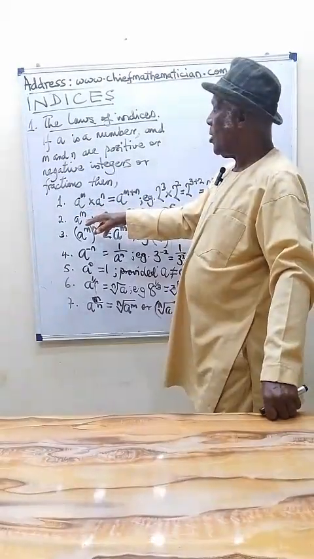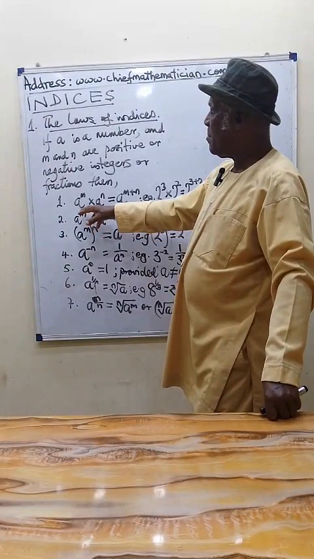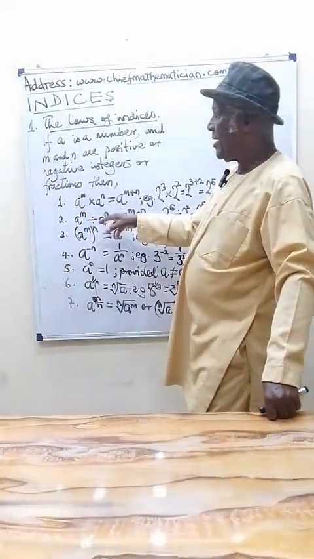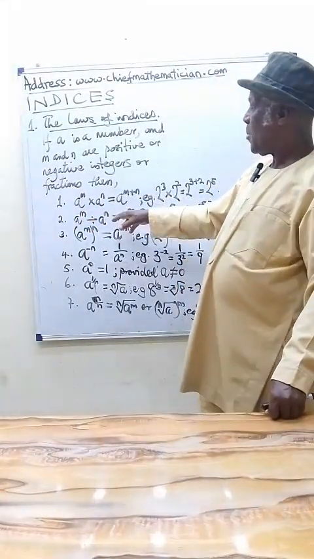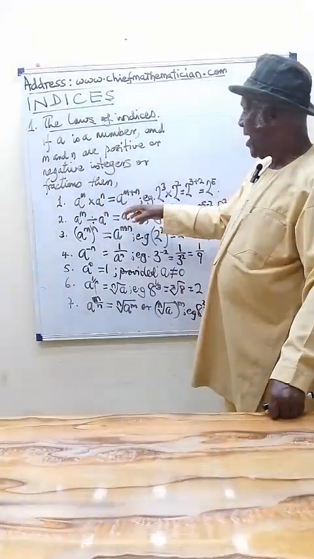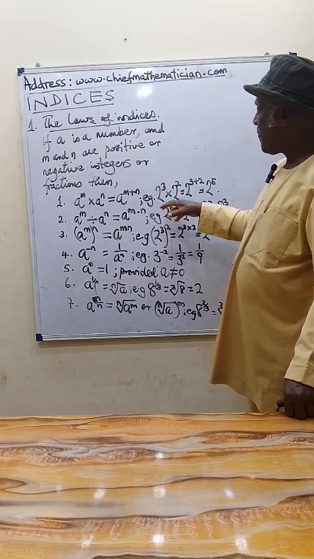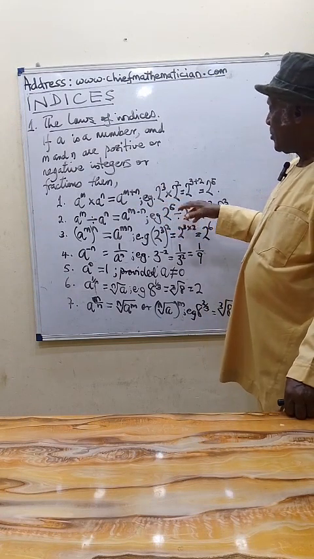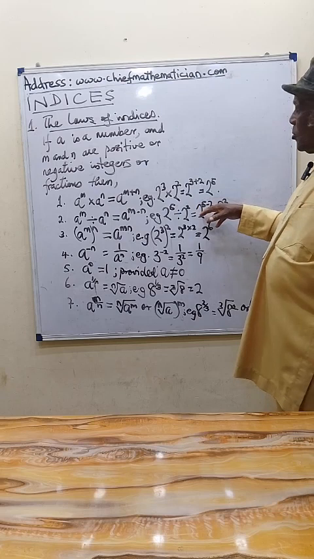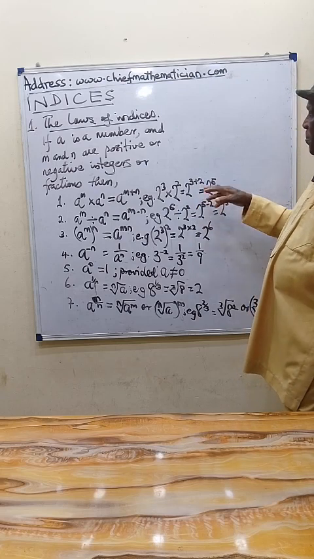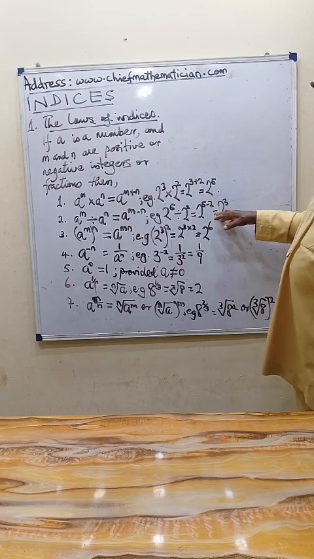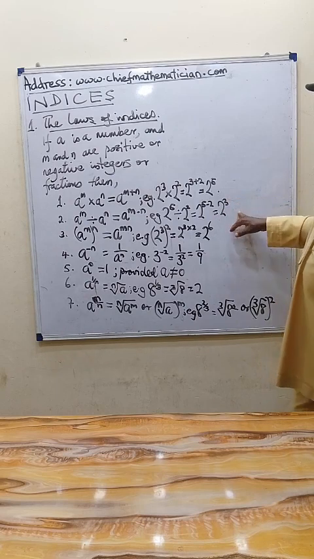Number 2, A raised to the power M divided by A raised to the power N is equal to A raised to the power M minus N. Example, 2 raised to the power 5 divided by 2 raised to the power 2 is equal to 2 raised to the power 5 minus 2, which is equal to 2 raised to the power 3.